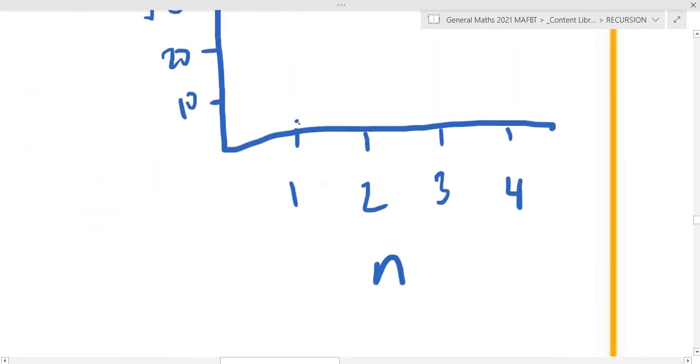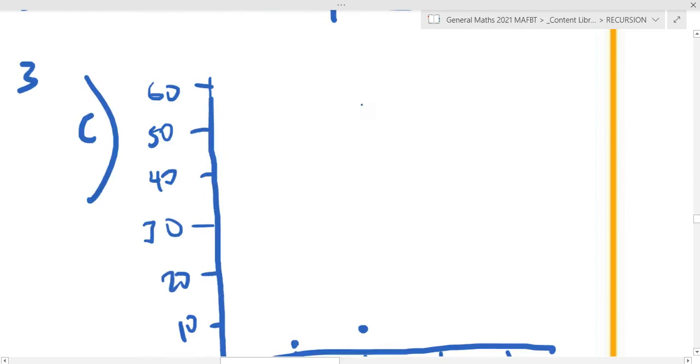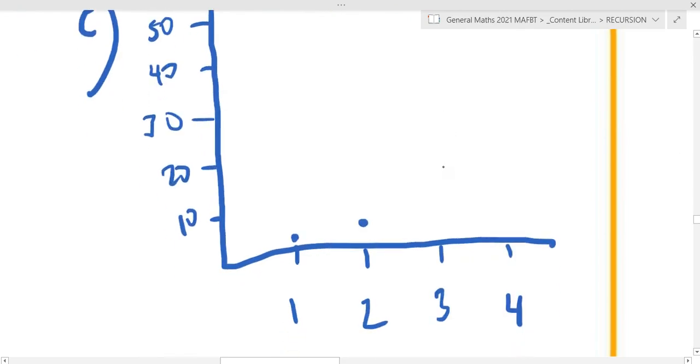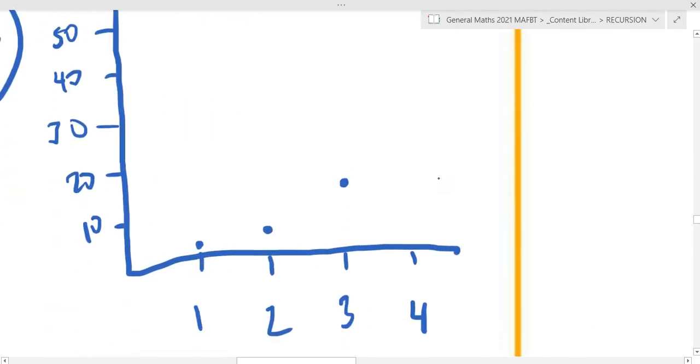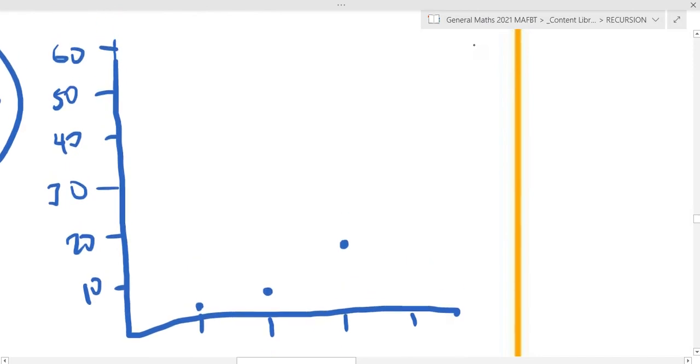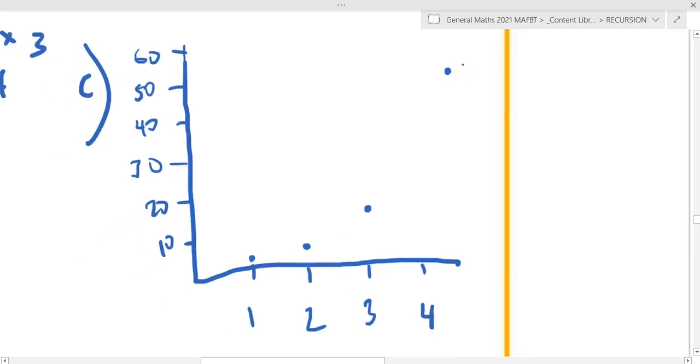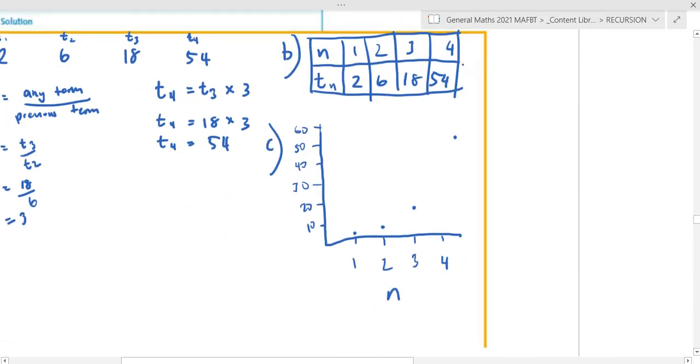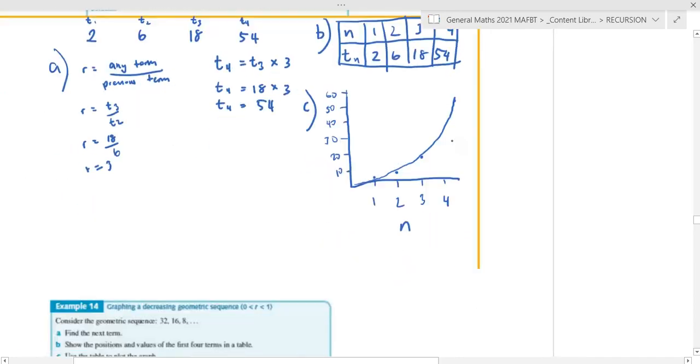So 2. This one is 6. 18, which is about here. And the other one is 54. So 4. Notice how the line is not linear, but it actually curves upwards like that. It curves up. For geometric sequences, yes, it curves.